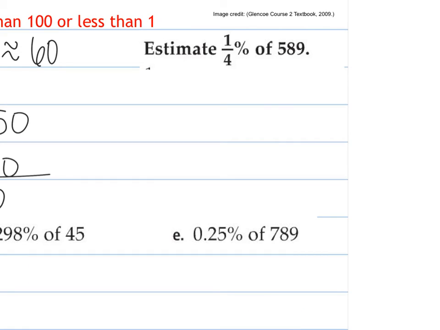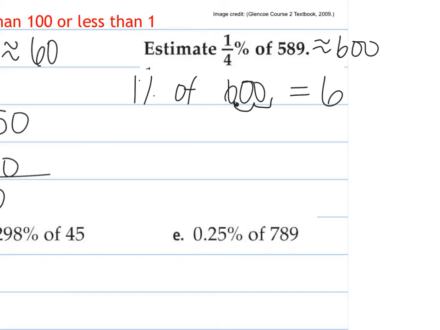Next one, if it's less than 1, well, I'm going to start with finding out what 1% is. So 1%, I'm going to round this just to make it easy all the way up to 600. So 1% of 600. Now when we found 10%, we moved the decimal 1 spot. When you're finding 1%, it's actually moving the decimal 2 spots over. So 1% of 600 equals 6, but we only want a fourth of that. We don't want the full 1%.